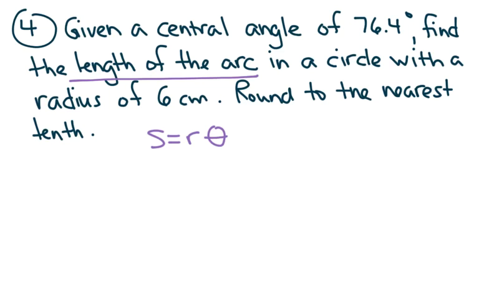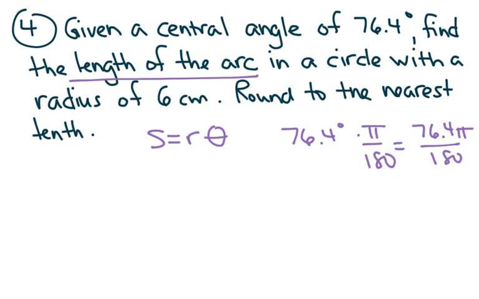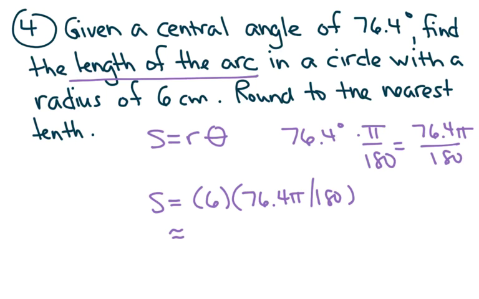So theta in this problem must be in radians just like the last problem. So you have to multiply 76.4 degrees times pi over 180. What I would do is I would just leave it as 76.4 pi over 180 and then plug it into the formula. So the radius is 6, and you're going to multiply it by 76.4 pi over 180. And then you'll round it to the nearest tenth, and you end up with like 8.000 something. So we're going to say it's about 8 centimeters. Since arc length is a length, it's not in square units like area is.